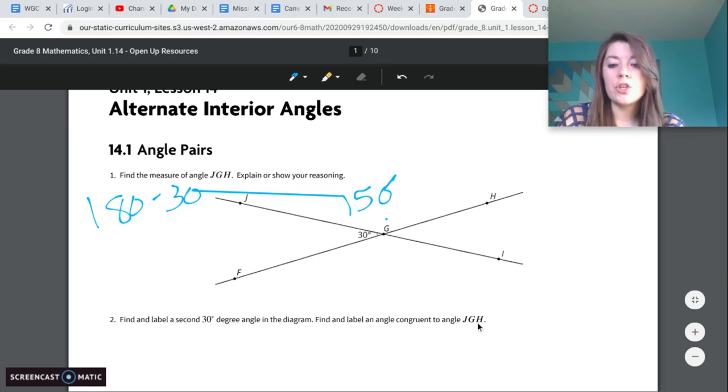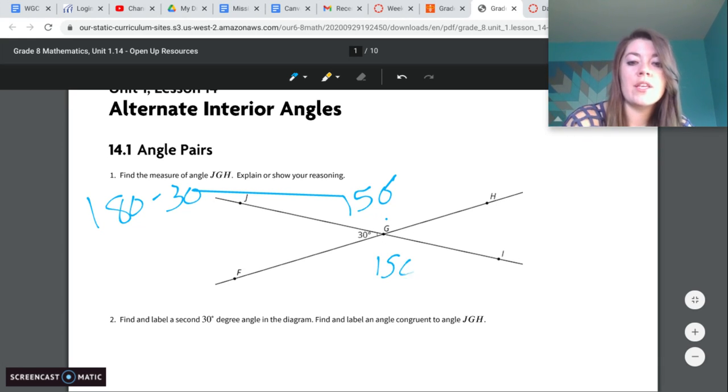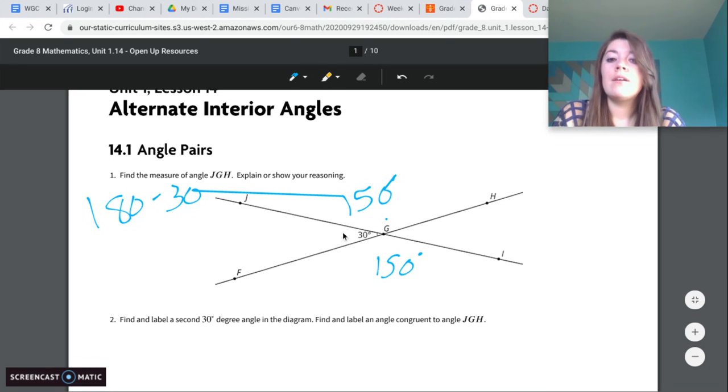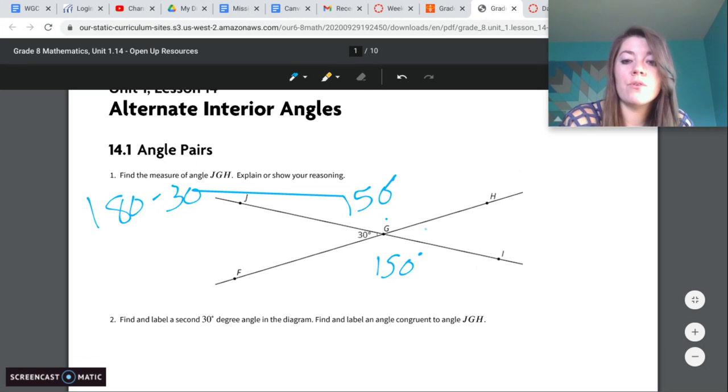Find and label an angle congruent to JGH. So JGH was this one. So remember our vertical angles. So this angle over here is also going to be 150. And using that vertical angles, we know this angle over here, FGH, is 30 degrees. So that means IGH is also going to be 30 degrees using vertical angles.